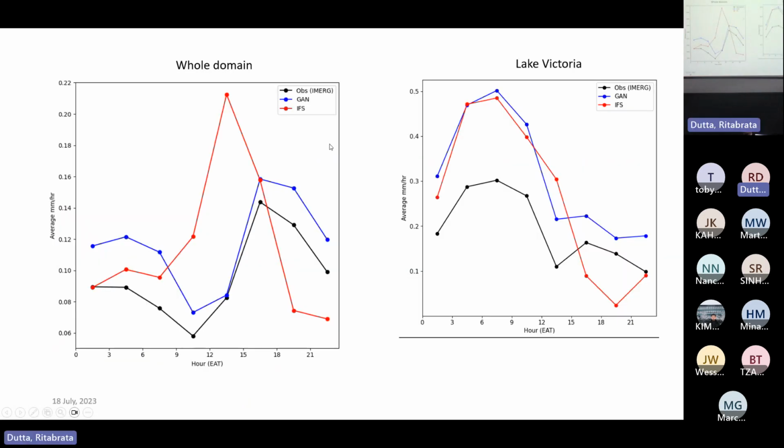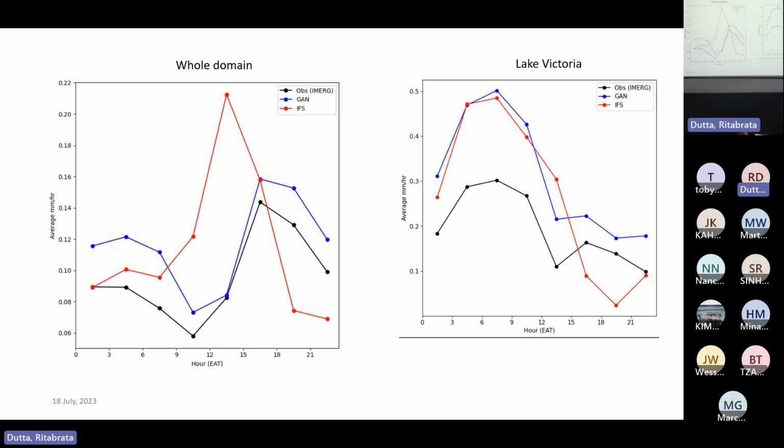And yeah, this is just another, different look at the diurnal cycle, I suppose. So if you look at the whole domain on the left here, you can see how the red one, IFS, tends to peak at midday. It's kind of well known that it tends to peak at midday. And you can see how the GAN is aligning a lot better with the observations, where the average rainfall is. And this is something that is consistent if you look at different percentiles of rainfall, not just the average, you know, looking at medians or high percentiles.